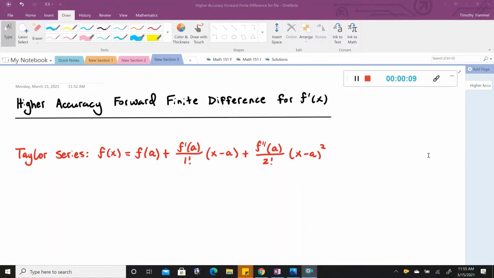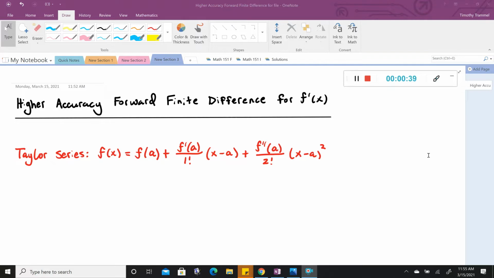In this video, we're going to look at higher accuracy forward finite difference for the first derivative. And all I'm going to mean by higher accuracy is we're going to include more terms from the Taylor series. Now, technically for f prime, we kind of took a shortcut. We skipped over the Taylor series part and just thought about it as the slope of the secant line. But this time we will actually use the Taylor series for our first derivative here.